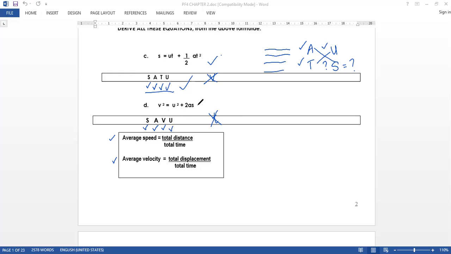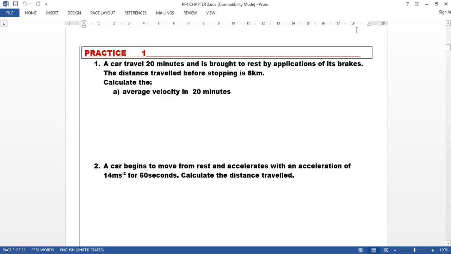Same goes for this question. You read the question thoroughly, and then you see what information is given. A given, S given, U given, V is missing. So you use this formula. I call it SAU. Use this formula because this is the information given, and you are looking for the final velocity. So it's like reading a question, breaking a code, identifying what is given, and using that to solve the problem. All right. So this is how we use the formulas.